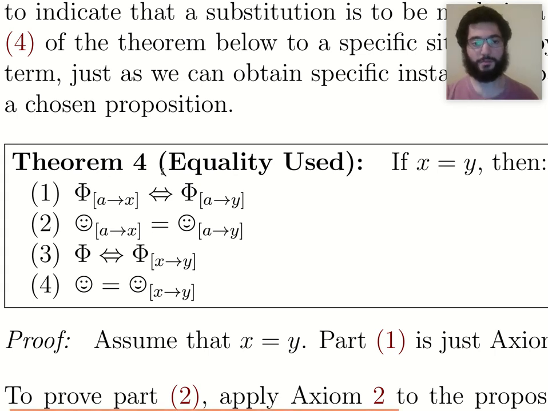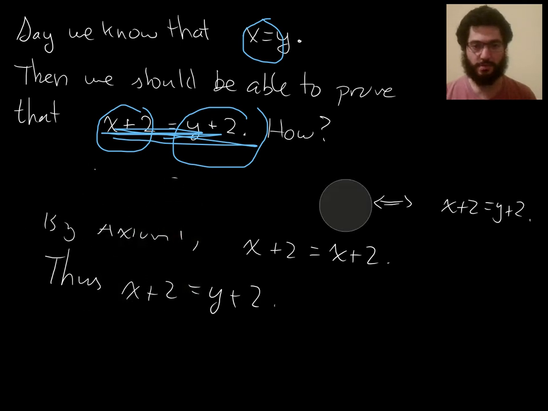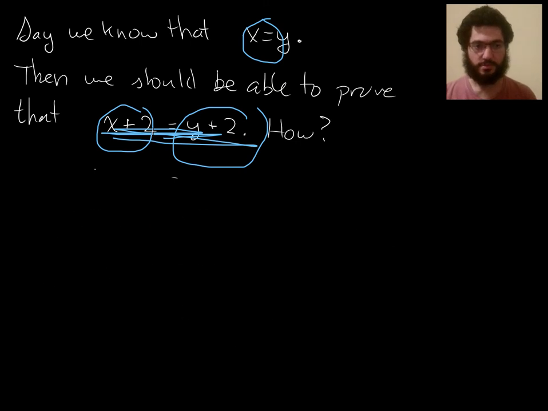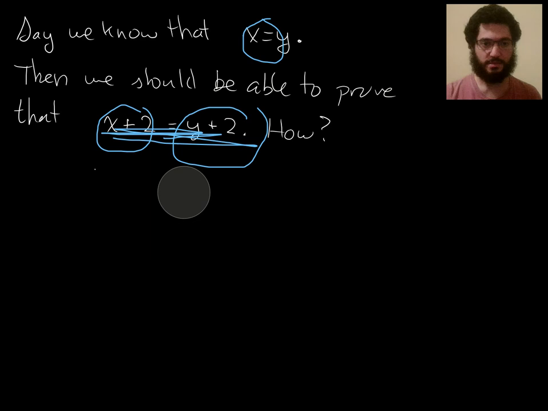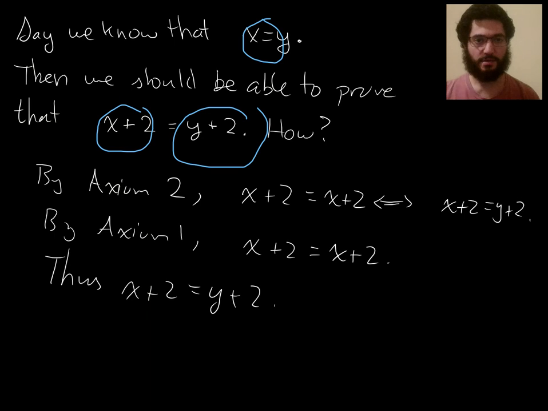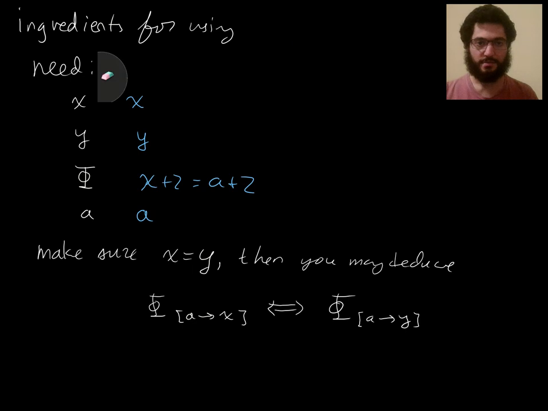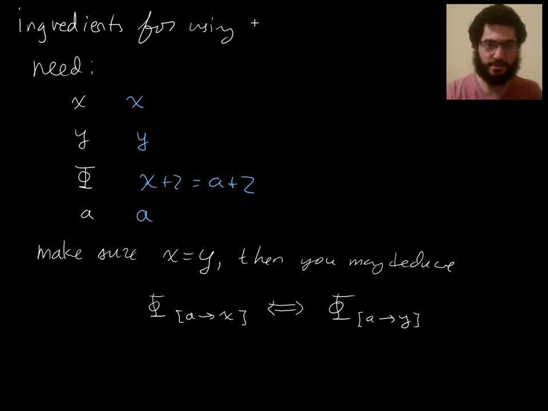So let me show you an example of applying Theorem 4 to a particular situation. I'm going to apply part 2 to that situation that we were just looking at. So instead of using Axiom 2 and Axiom 1 in this roundabout way, I'm going to just do this. Actually, let me go back to this list of ingredients for using Axiom 2, and I'm going to change it into a list of ingredients for using Theorem 4 part 2.